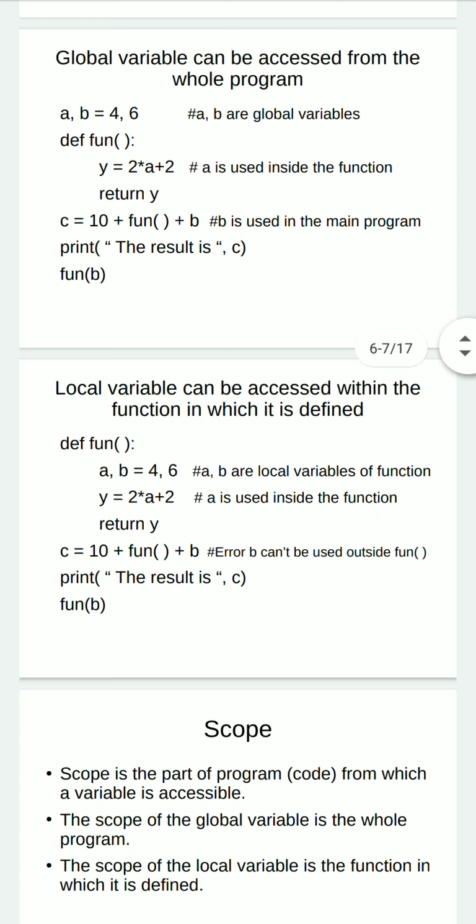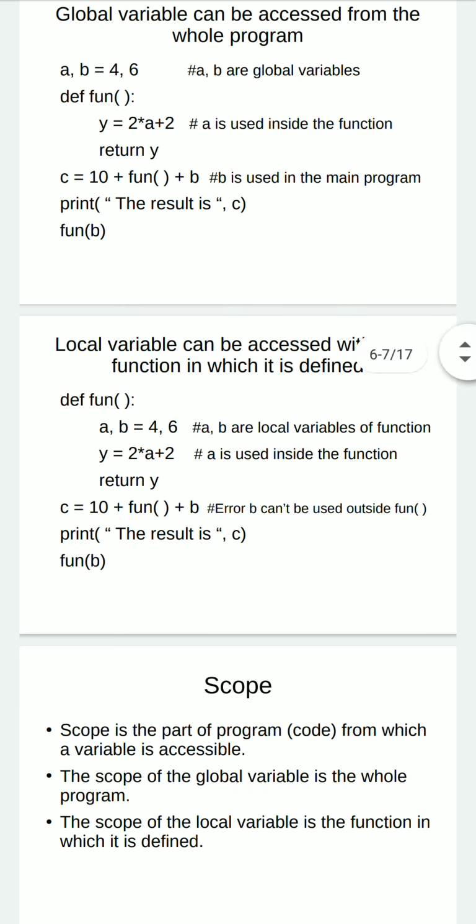Next, local variables can be accessed within the function in which they are defined. Here we have defined a function fun, and we have defined a and b as local variables of the function fun, and hence these variables a and b may be accessed in the function fun only. And in the main program, if we try to access the variable b, this will create an error because b is a local variable of function fun.